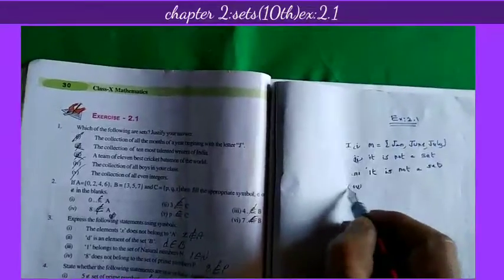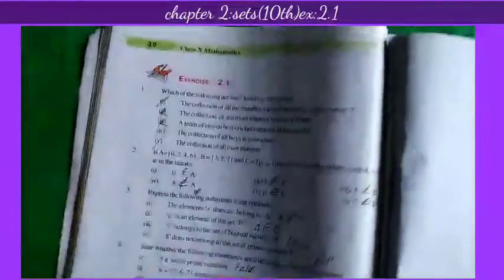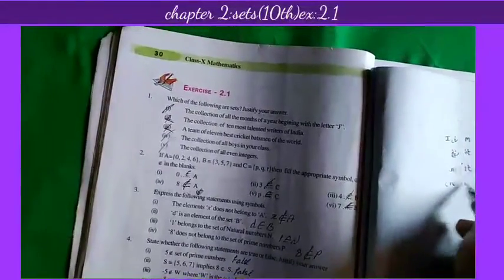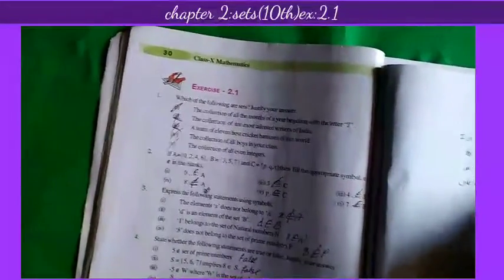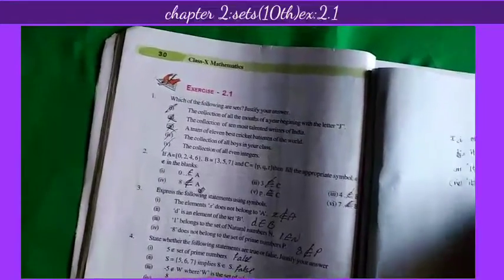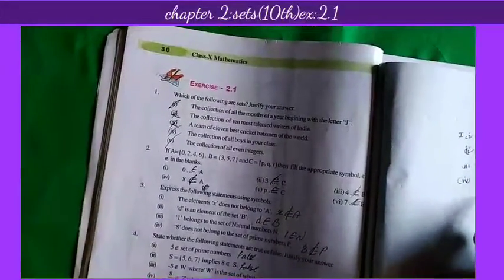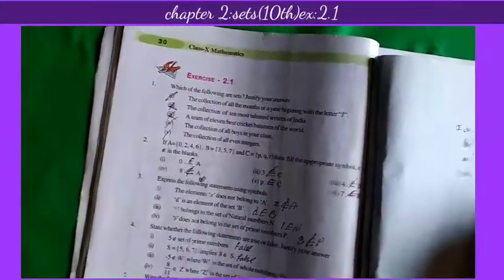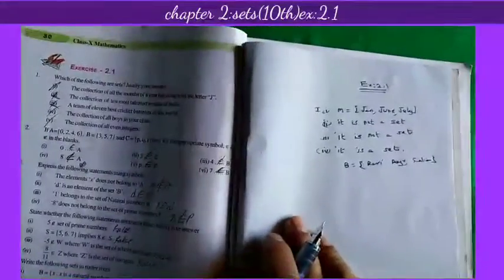Coming to the fourth question, the collection of all boys in a class. Certainly we can count, and we can write all the names of our class boys. So it is a set. I write it as set B. Suppose there are only 3 members: one is Ravi, second is Raju, third is Shankar. These are the only 3 boys in our class. So I write set B equal to the set of Ravi, Raju and Shankar. So we can define it.